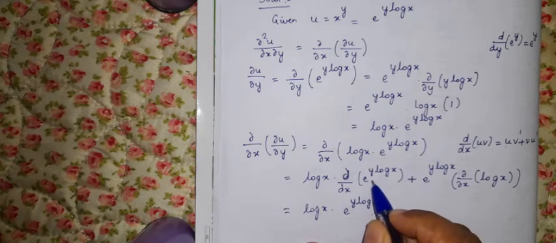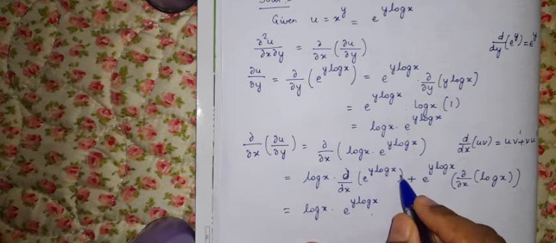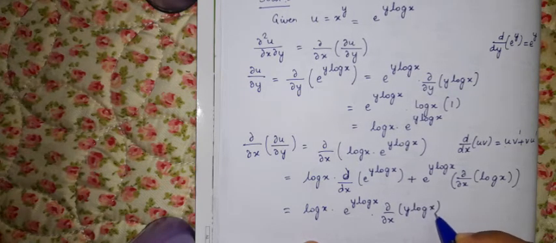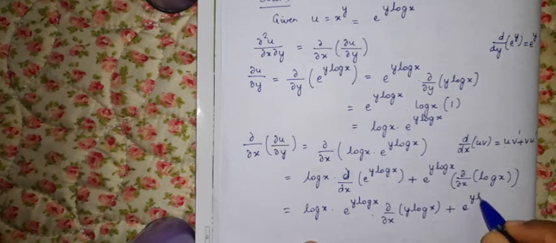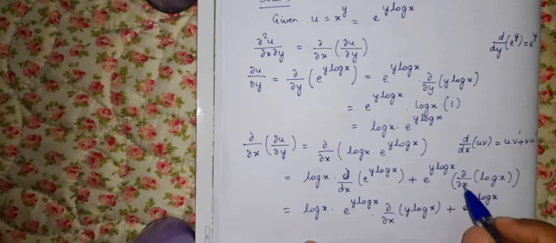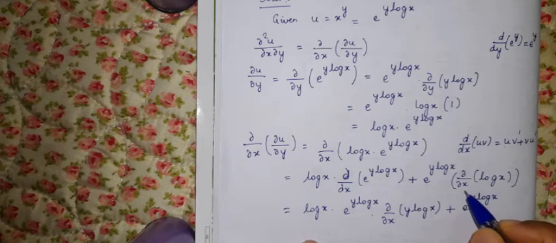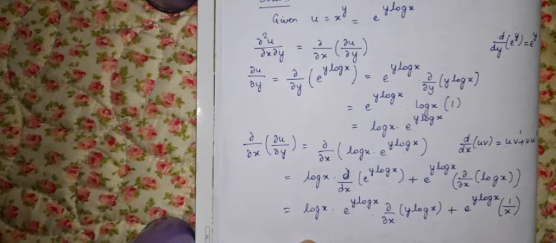but this value contains both x and y, so you have to differentiate this power value again with respect to x. So you will be getting ∂/∂x of y log x plus e^(y log x) into ∂/∂x of log x. Here you have only x term, so you can just simply differentiate this. What is log x? When differentiated with respect to x, it is 1 by x. So you can write 1 by x.